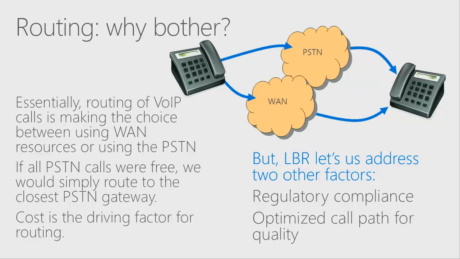It wouldn't matter which one it went out; it's going to cost me the same. Let's pick the gateway closest to the user to shorten the call path, optimize for call quality there, and not consume any WAN resources. So that's why we bother with location-based routing. That's why we do this.